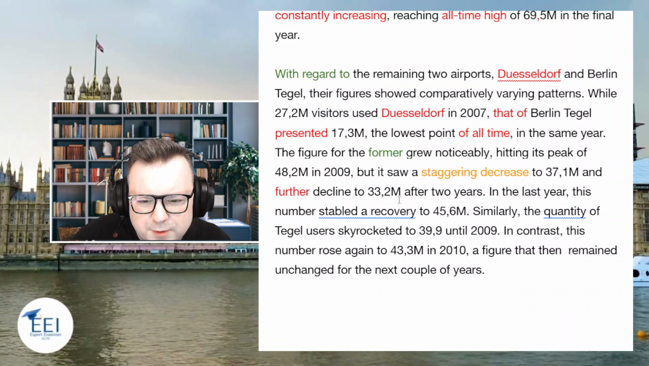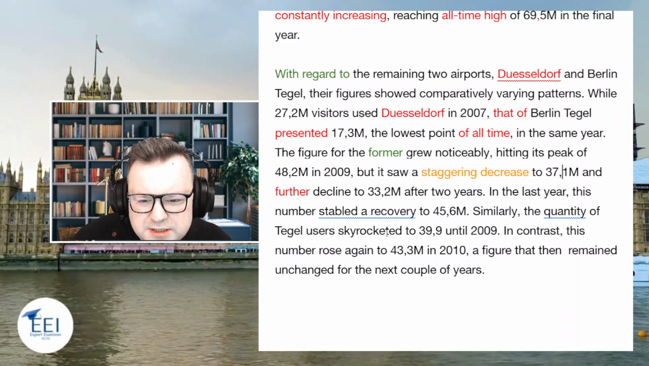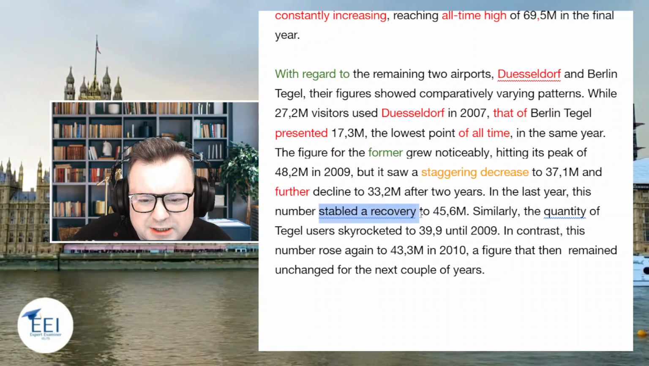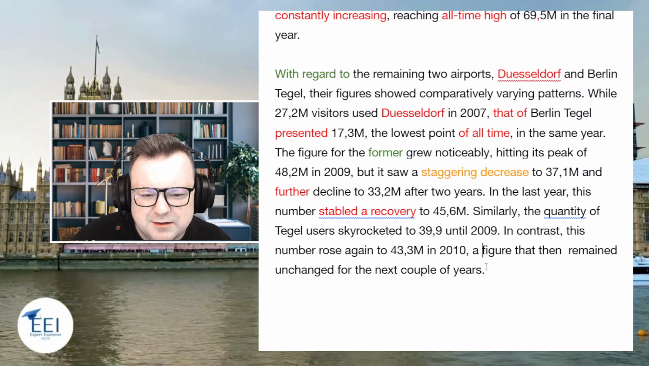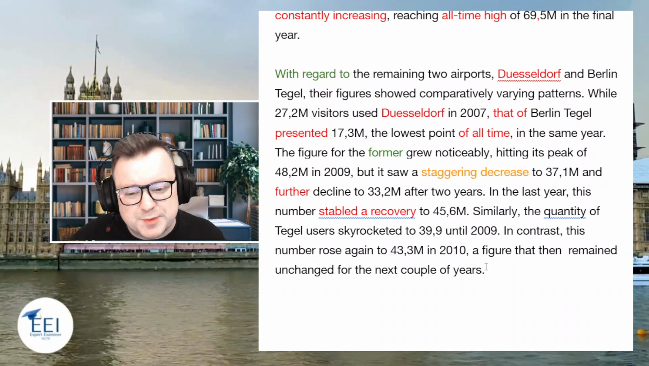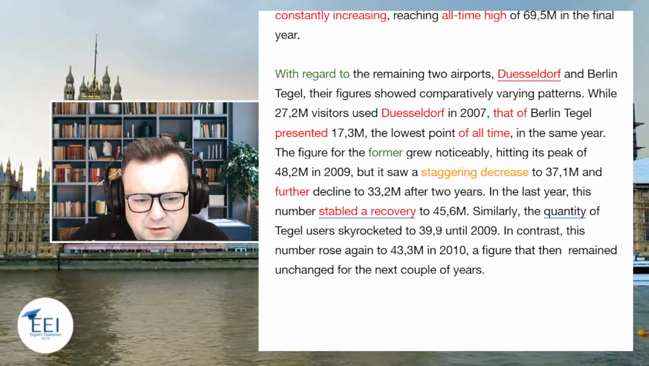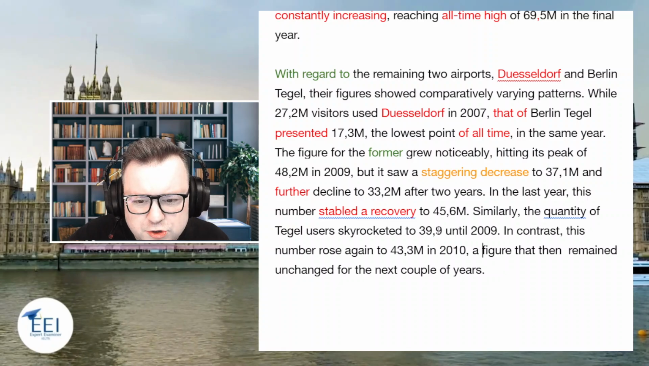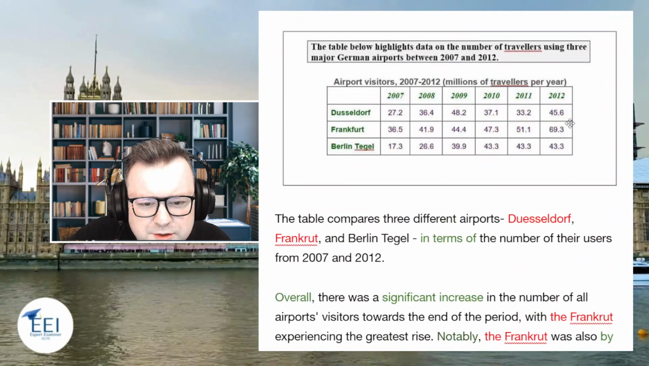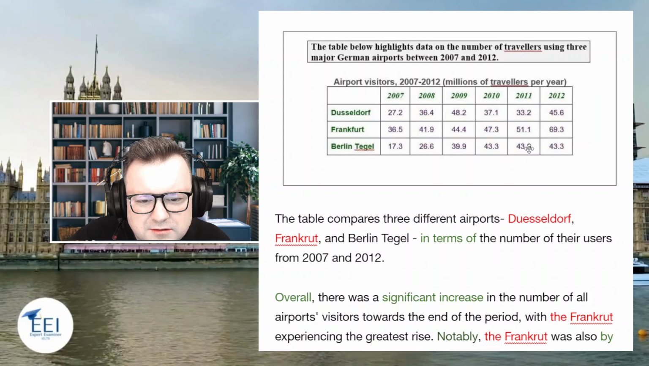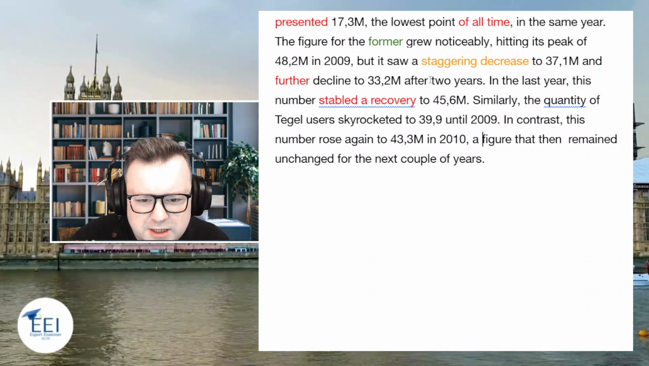Further decline to 33.2 million after 2 years. Full stop. In the last year, this number stabled a recovery. Now, it sounds strange to me to stable a recovery. Staged a recovery works, but not stabled a recovery to 45.6 million. So let's check out if that is true. Did it recover to 45.6? Yeah. Further decline. Yeah, okay, fine.